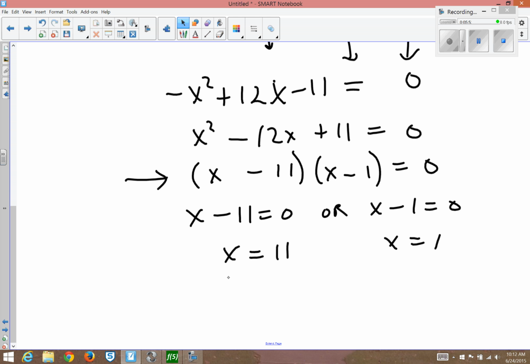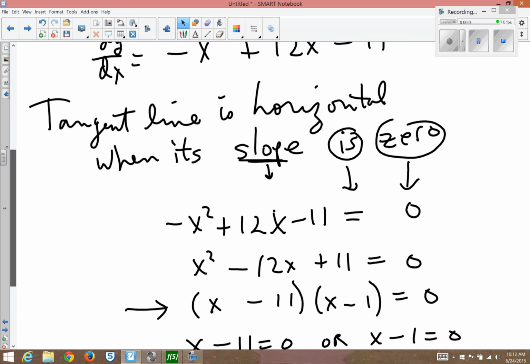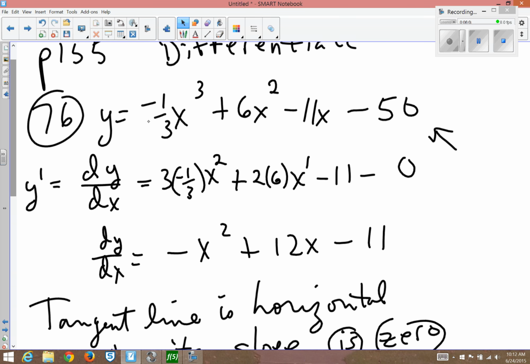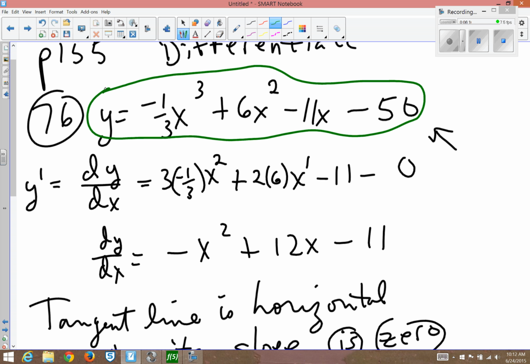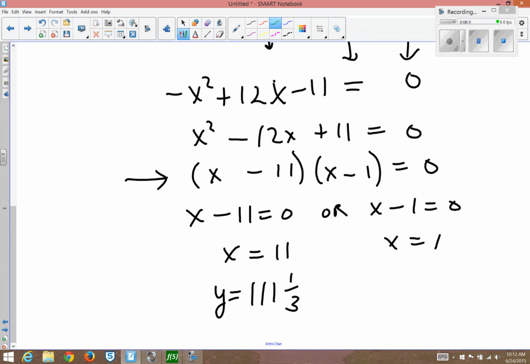When x is 11, y comes out to be 111 1/3. I'm not showing how to get that. I'll just say how to get it. You take that 11 and plug it in up here, since this says what y equals. Plug 11 in for x in your calculator, and you'll get the y.